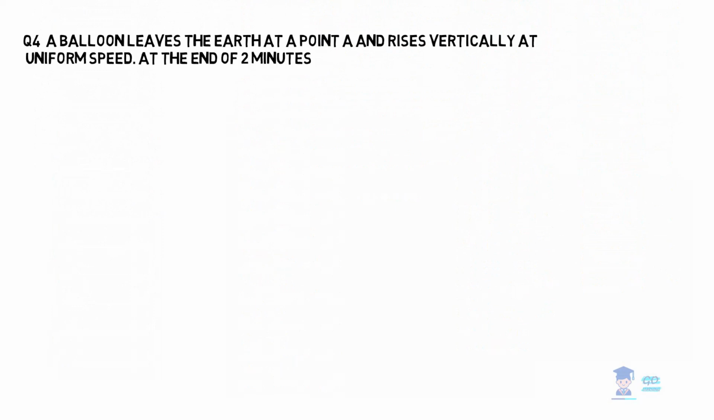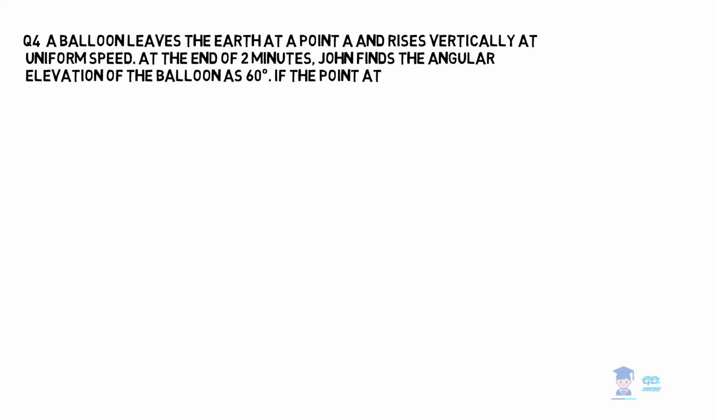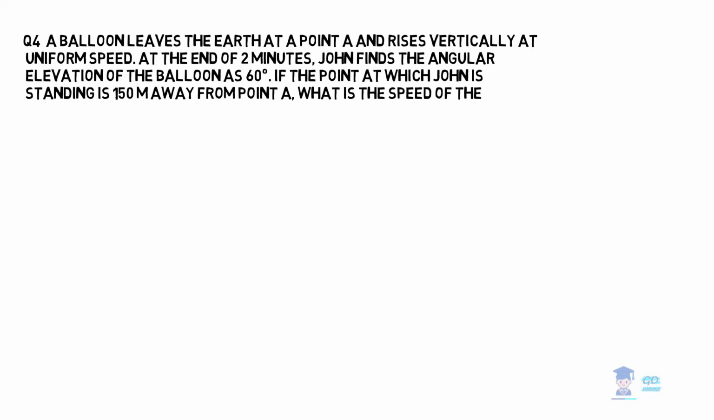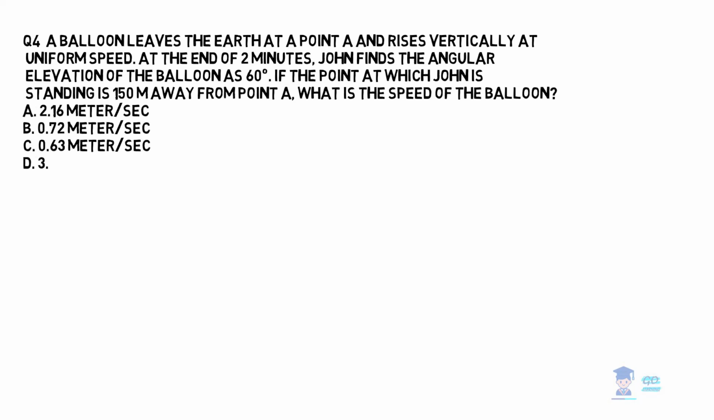A balloon leaves the earth at a point A and rises vertically at uniform speed. At the end of 2 minutes, John finds the angular elevation of the balloon is 60 degrees. If the point at which John is standing is 150 meters away from point A, what is the speed of the balloon? So the options are given in meter per second. Speed is the question that is being asked.